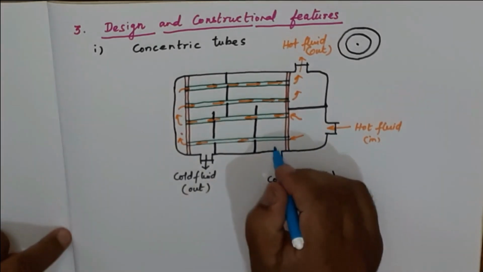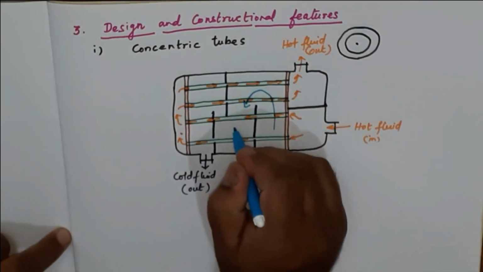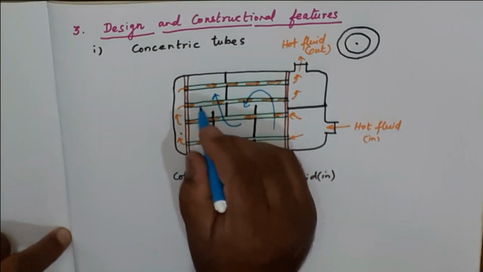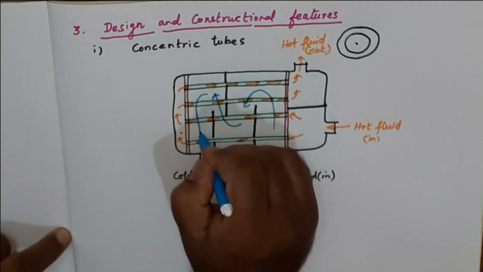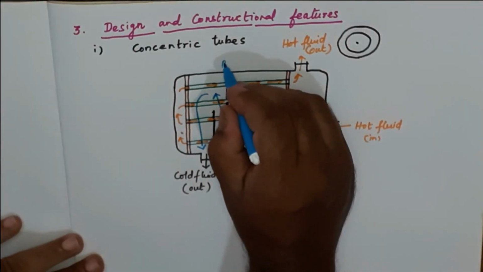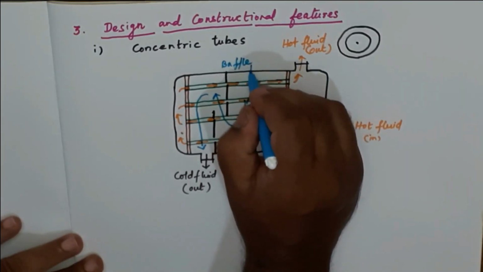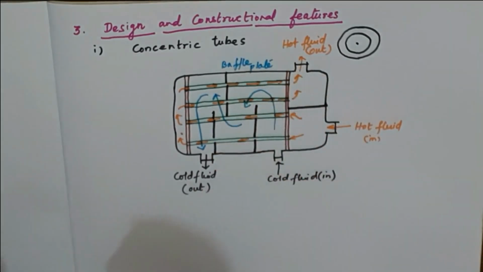In the cold fluid, you can see the cold fluid which enters here. It passes through here, and from here it passes here. Okay, and then from here it passes here. You can see the direction. So these plates are the baffle plates. They change the direction of the fluid so that it comes in contact with the surface of the hot fluid, so that maximum heat exchange can take place.